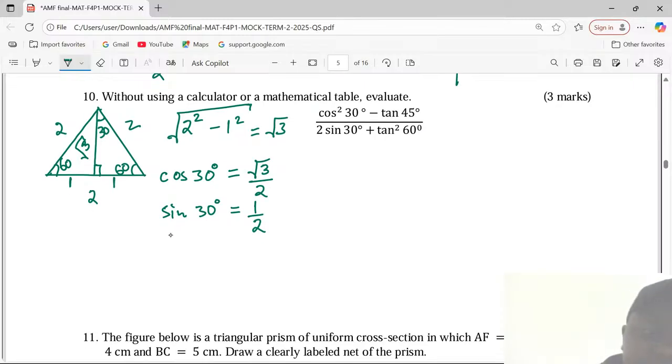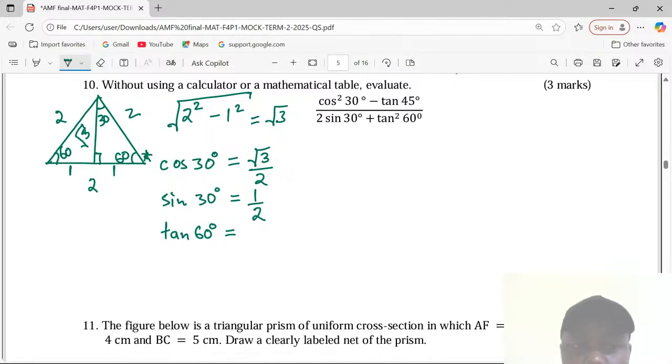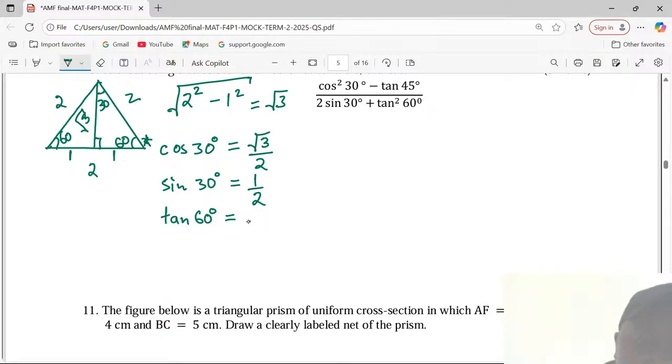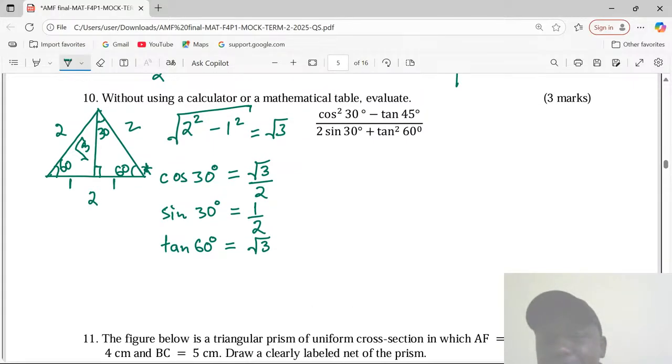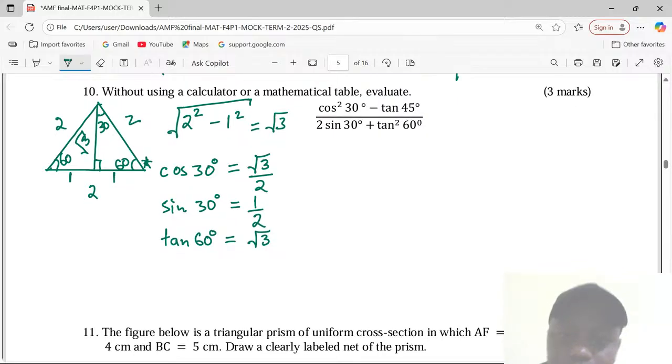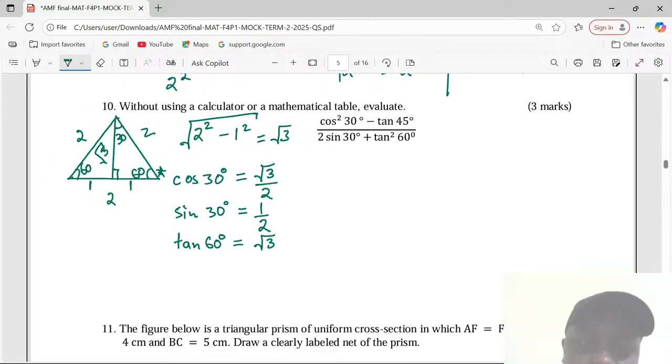Then we also need the tangent of 60. We can use the 60 at the base here. Tangent is given by opposite out of adjacent. The opposite length is √3 over 1. So it remains √3. So we have expressed the three trigonometric ratios according to what has been provided. The next thing we're supposed to know is that tan 45 is usually 1. So if tan 45 is 1, now we can substitute everything.